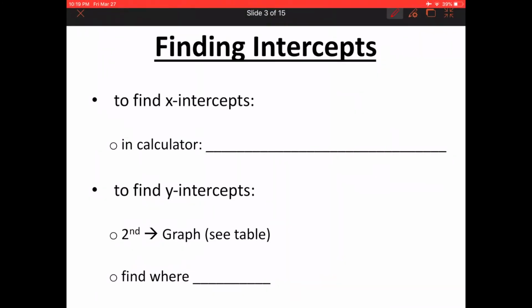Now let's talk about finding our intercepts. In order to find the x-intercepts, we can very easily do that in the calculator. We just go to second, trace, and then remember our x-intercepts are just another way of saying our zeros. So if we go to second trace 0, that is the same exact thing as finding our x-intercepts, or where the graph crosses the x-axis.